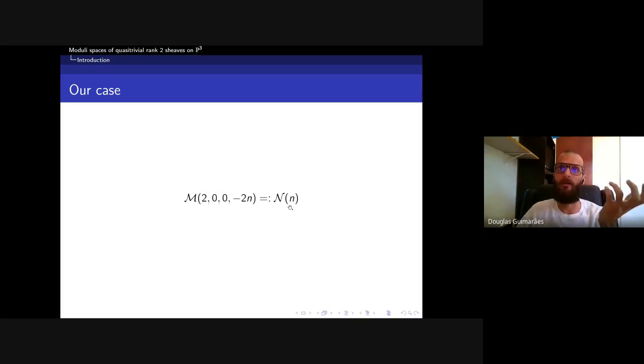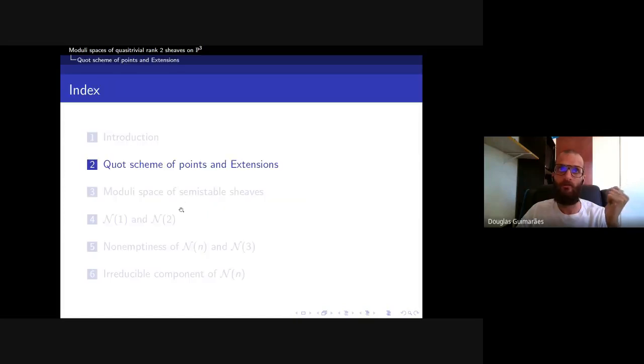That is, this moduli space is irreducible, and we have this, in some sense, description of our moduli space given by this component. And to achieve this result, we're going to treat these sheaves in two different ways. First, we are going to relate them with points in the Quot-scheme. And second, we are going to relate them with extensions of sheaves of ideals. So let me begin by stating these two viewpoints, and then we can move on to the moduli space.